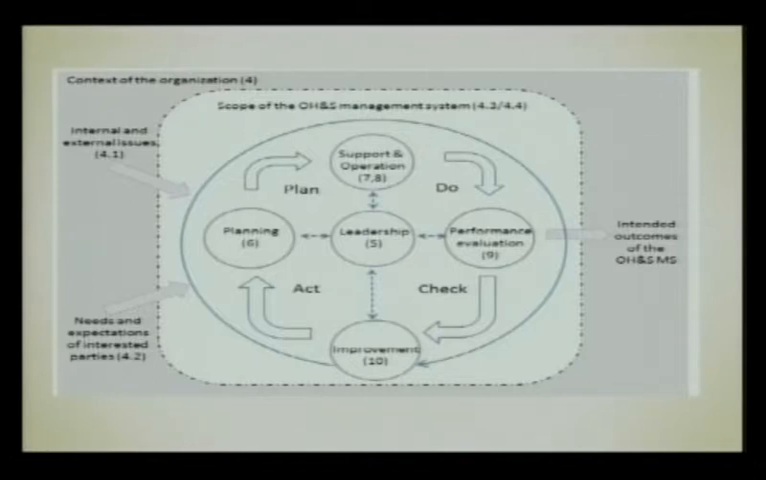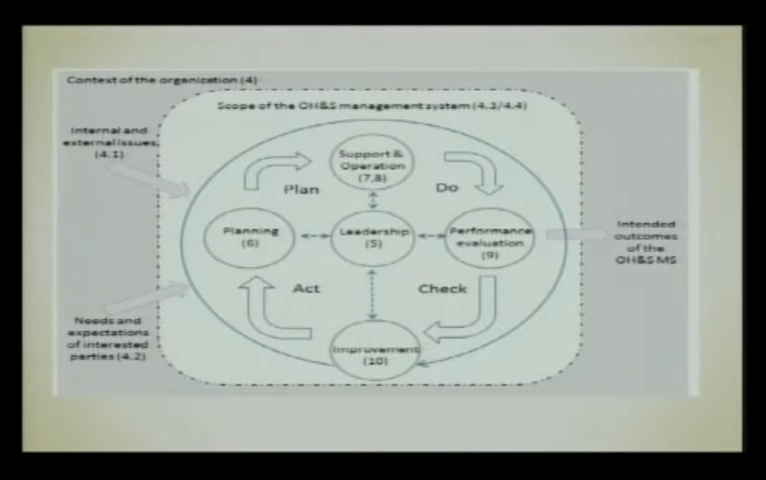The support and operations under clause 7 and 8, the performance evaluations which is under clause 9, which includes the monitoring and measurement operations, and the improvement under clause 10. All this would feed back into the planning operation which is covered under clause 6. So, you would see that the standard does incorporate the plan, do, check, act cycle, the famous Deming cycle for an organization to continuously improve its performance.